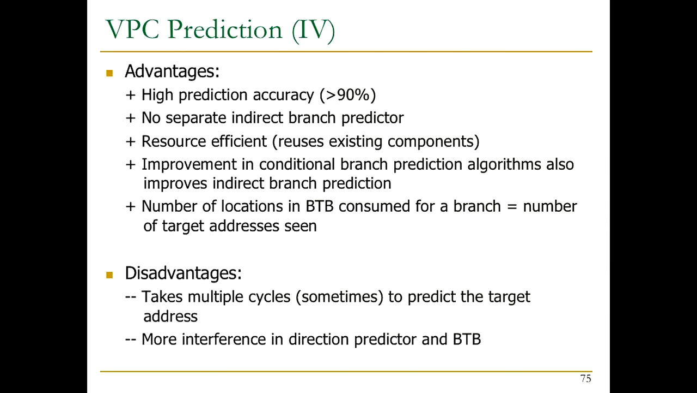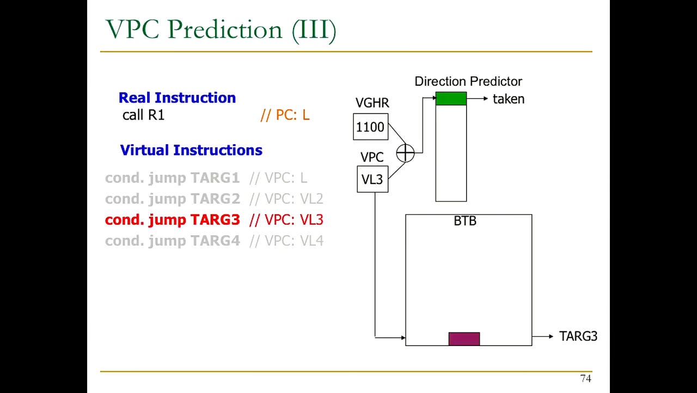And the number of locations in the BTB consumed for a branch is the number of target addresses that are seen. So remember, if you take the global history register and XOR it with the program counter, you create a lot of locations in the branch target buffer, because you may have a single target all the time, but many, many different histories. You don't want that. In this case, you only store a target address if you've seen it.